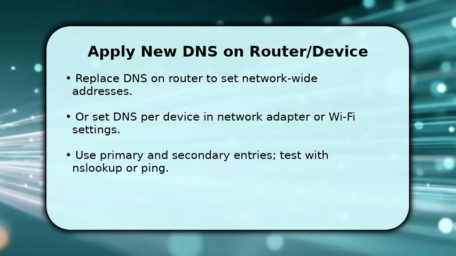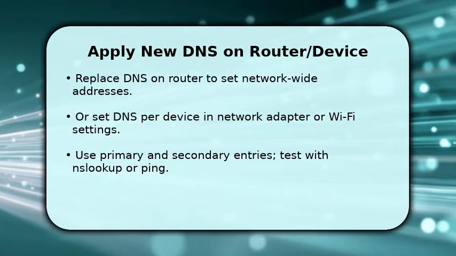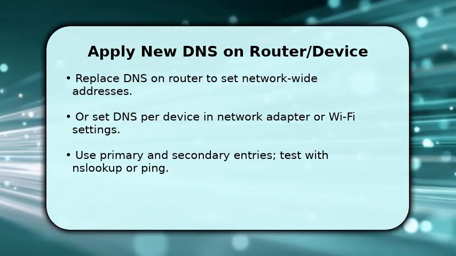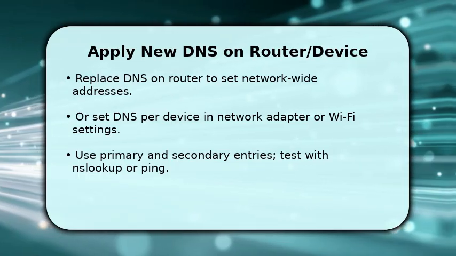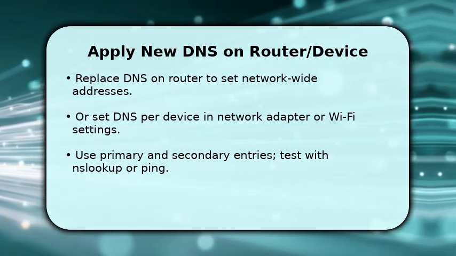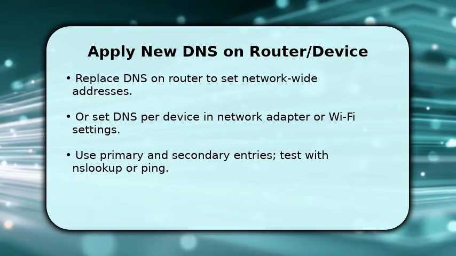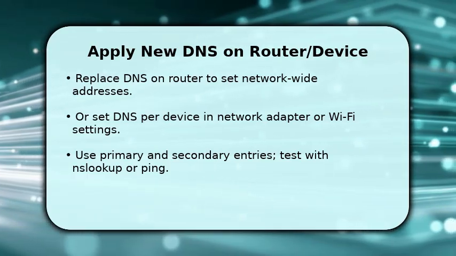Next, change the DNS entries. On the router, paste your chosen primary and secondary addresses and save. This affects every device. If you prefer device-level control, open adapter or Wi-Fi settings, enter the same addresses, and apply.